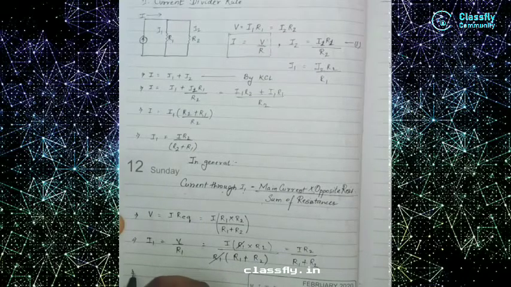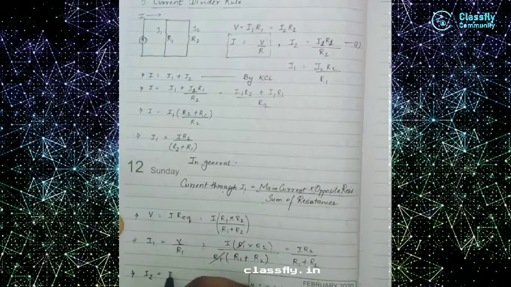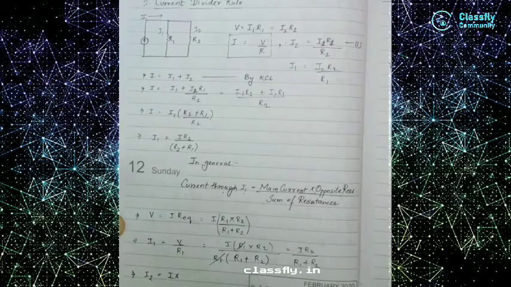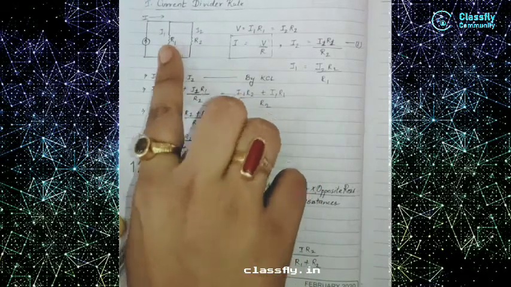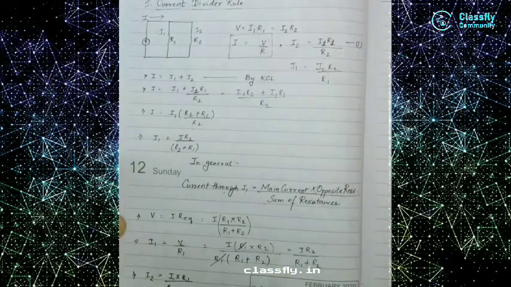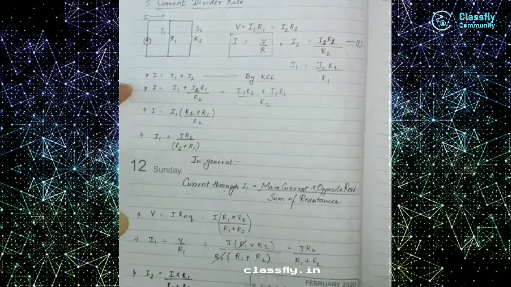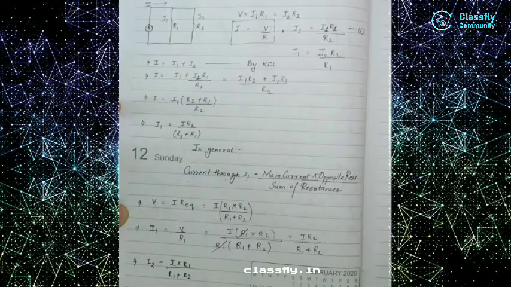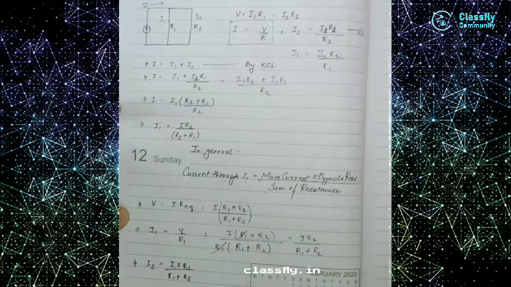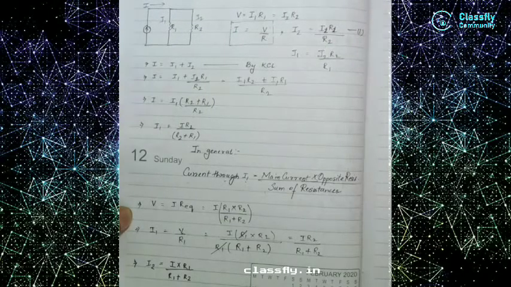That means the current divider rule says that if I want to find I2, then I will take the main current, that is the total current, but my resistance will be the parallel resistance, that is R1, and I will do the summation of both the resistances. So I hope you understood the current divider rule. Now let's move on to the second rule, that is the voltage divider rule.